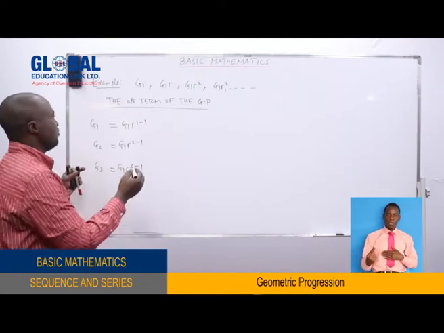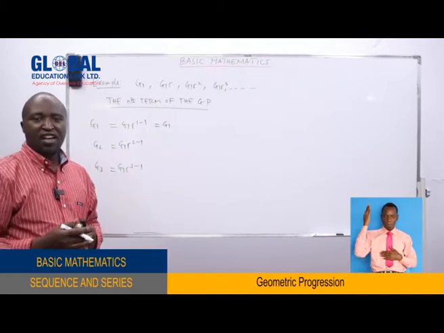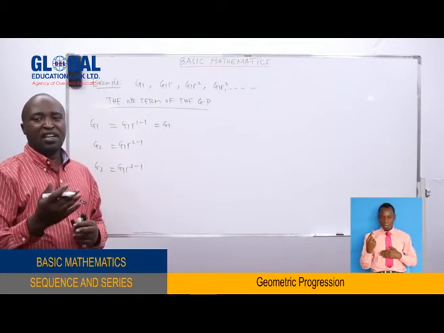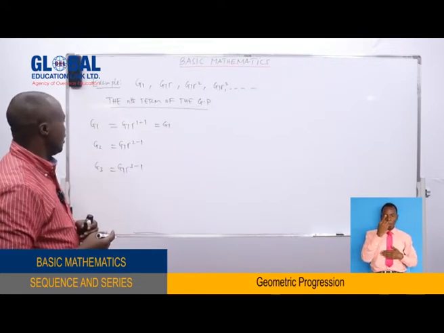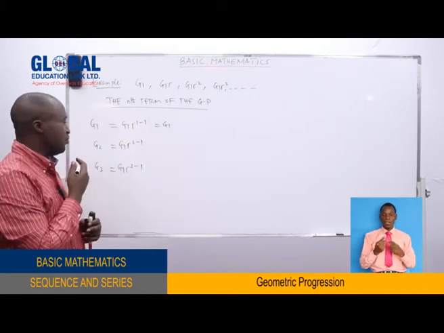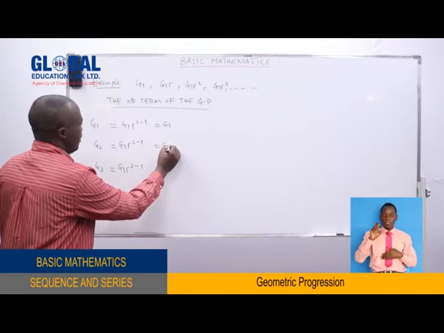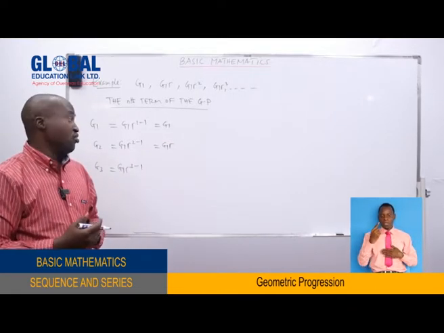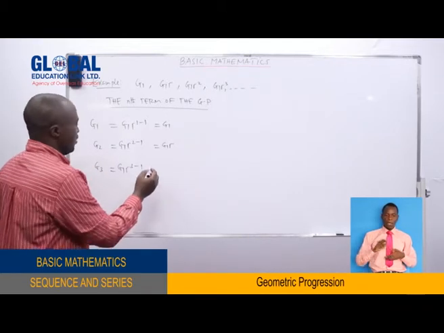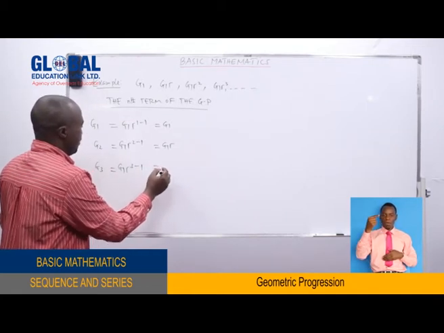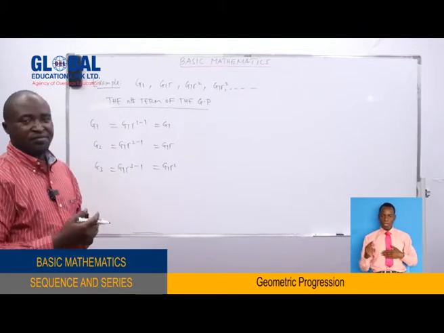For the first case, we are going to have G1 because R power 1 minus 1, that is R power 0, and R power 0 is 1. Then for the second term, that is G2, in this case, we have G1 R, because 2 minus 1 is 1. So we have G1 R. And for the third term, that will be G1 R squared.